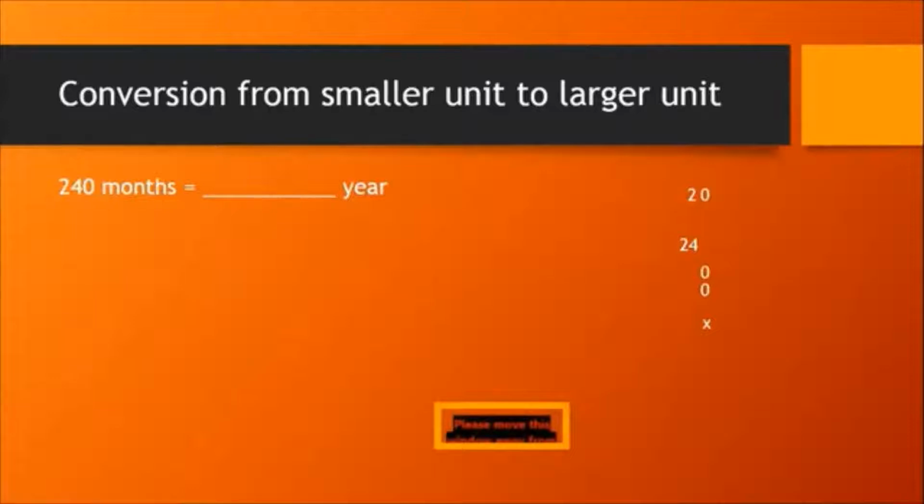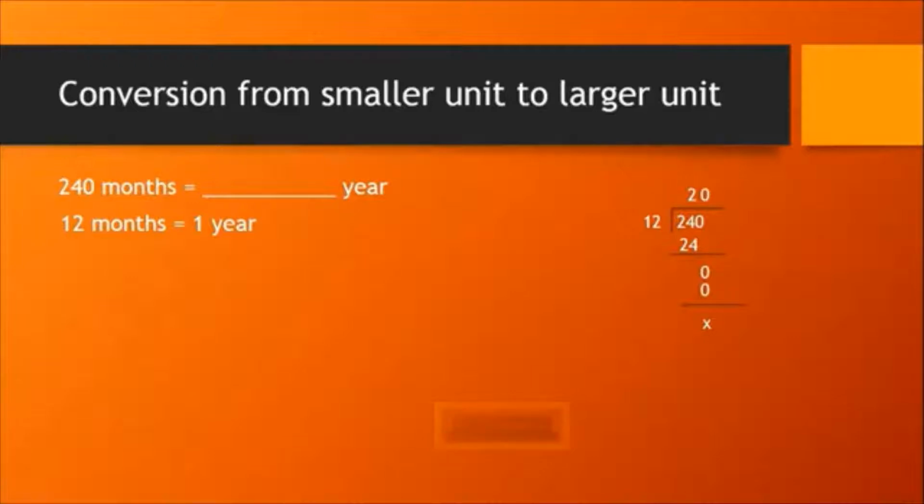This time, let's convert 240 months to years. Okay, so 240 months, we all know that 12 months is equivalent to 1 year. So this time we will divide 240 by 12. Okay, so let's start with 24. 24 divided by 12, it's 2. 2 times 12, it's 24.